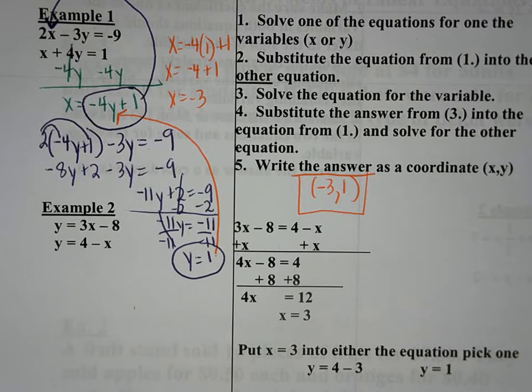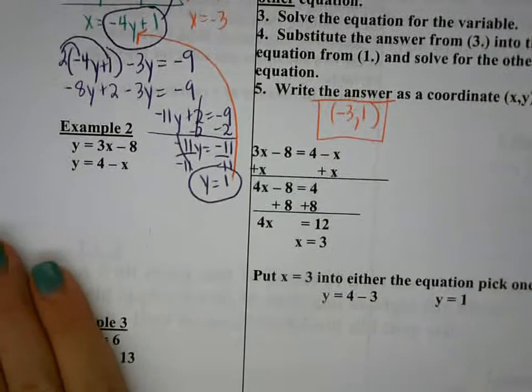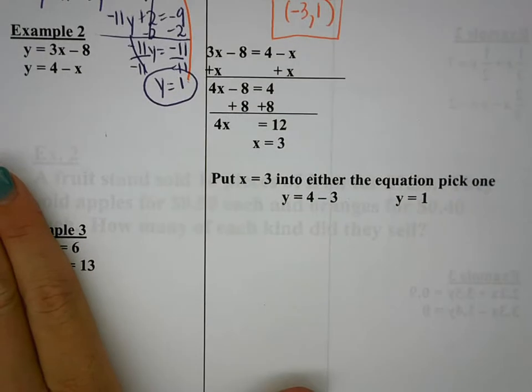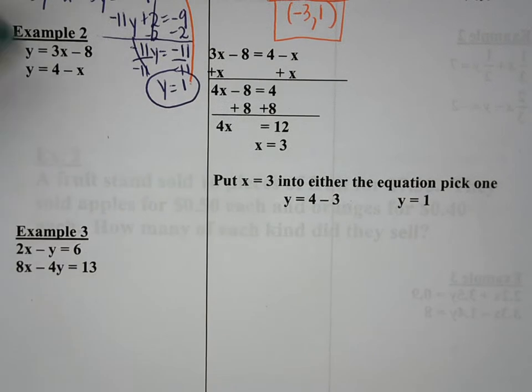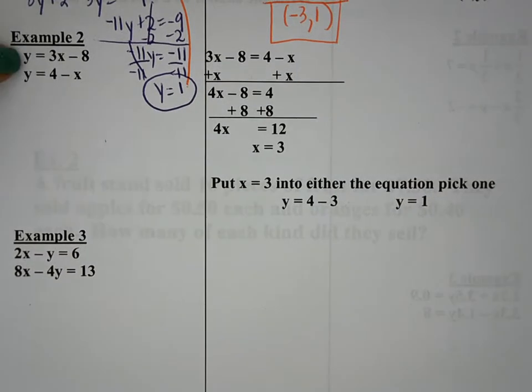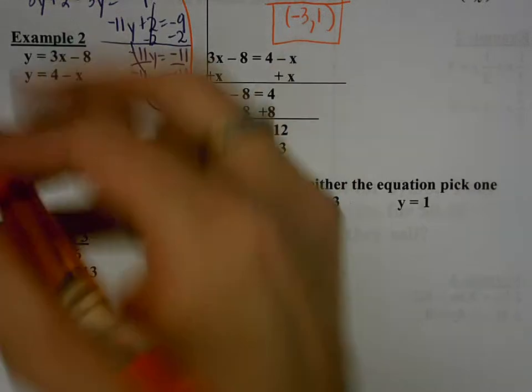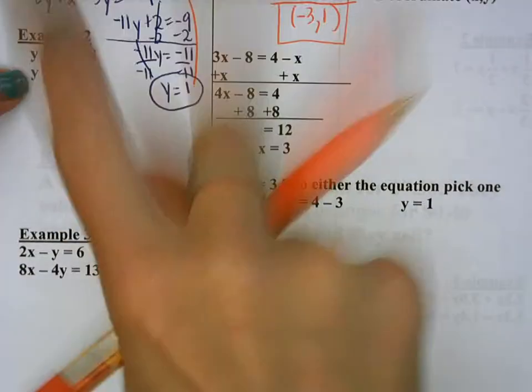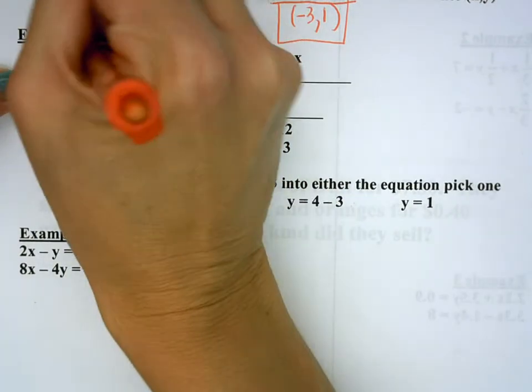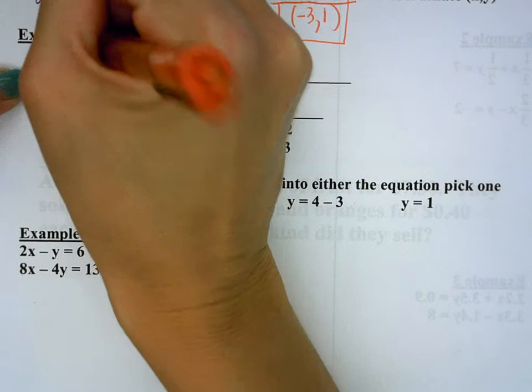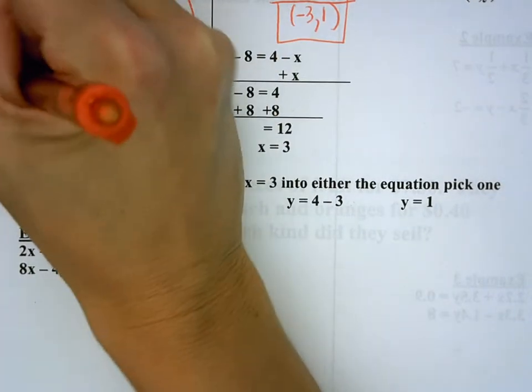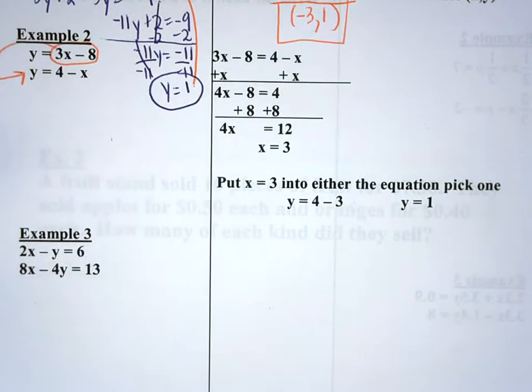Okay, so example 2, this one was kind of figured out for you. You have 2 equations here, and both of them are y equals. I don't know why, but this sometimes confuses people. Basically what they've done over here is, since it says y equals 3x minus 8, they took this 3x minus 8 and plugged it into this equation for y.